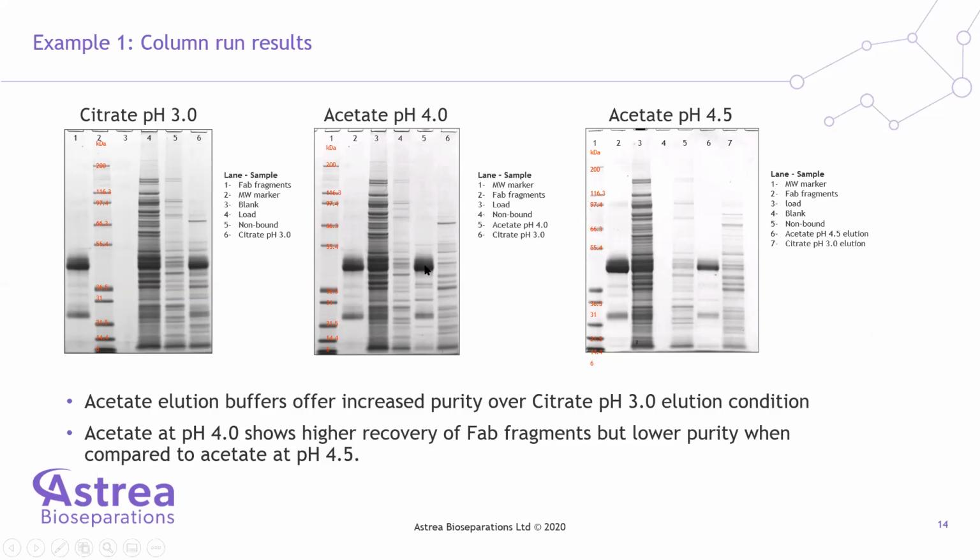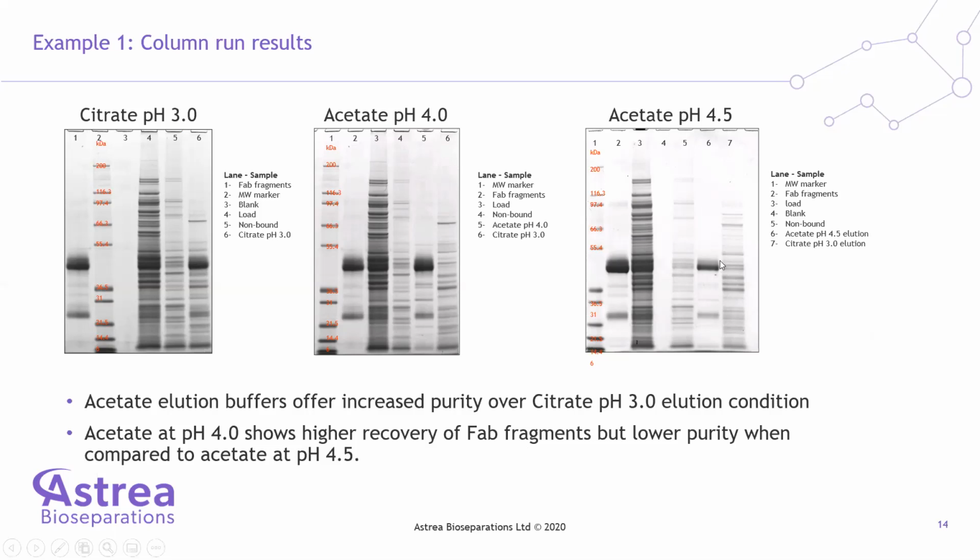We can see that we're getting a minimal amount of Fab band in the second elution with citrate in lane 6, and the purity we're achieving with the elution in pH 5 is a significant improvement on the purity from the citrate in the first gel in lane 6. Moving on to the acetate at pH 4.5, we've got the elution in lane 6. We can see this is improving the purity even further.